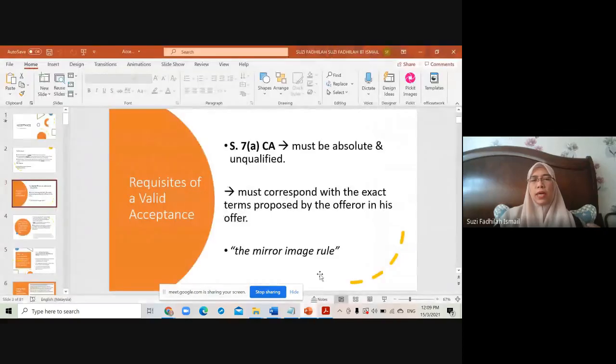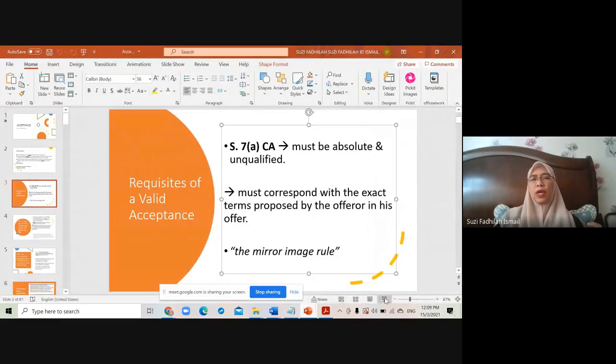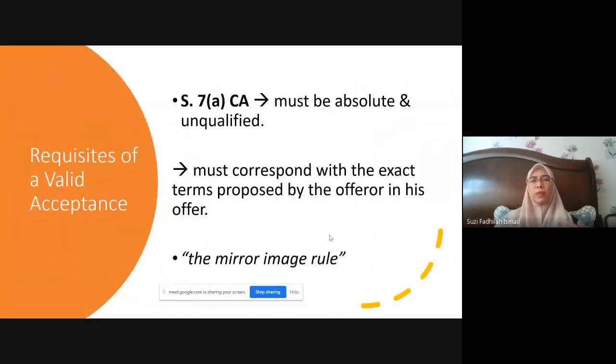Okay, we go back to our slide. Another requirement is that it must be absolute and unqualified. So the further explanation about this requirement is that, we are talking about requisites of a valid acceptance, acceptance must correspond, another word is must tally, with the exact terms proposed by the offeror in his offer. This is known as the mirror image rule.